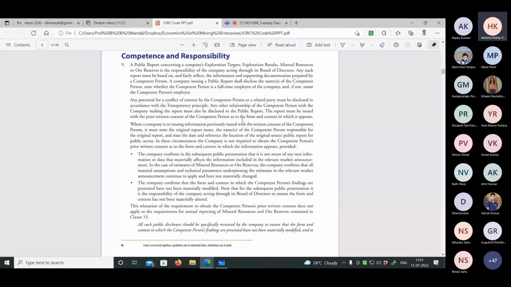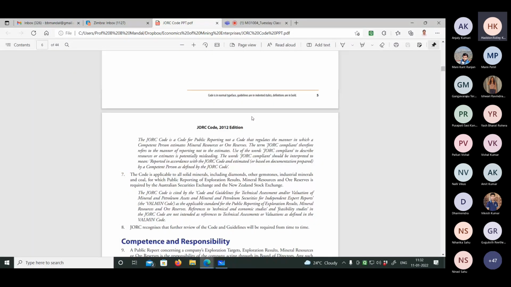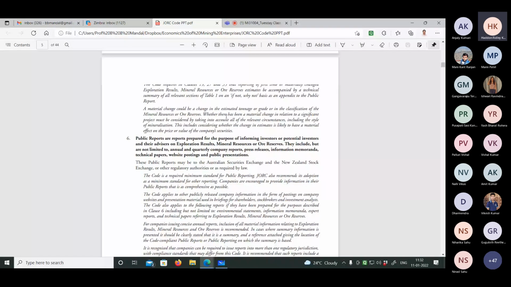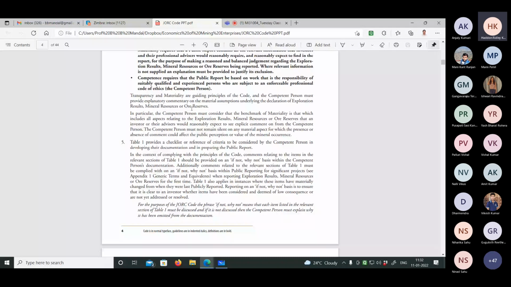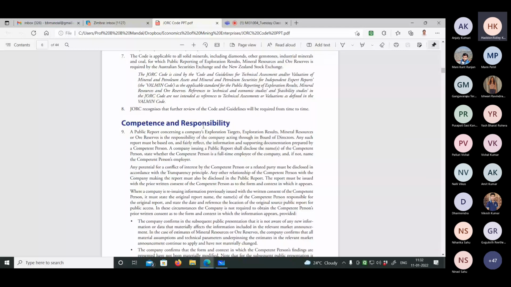In the JORC code, we not only classify the mineral reserves in terms of geological certainty, but also declare the competency and responsibility of the people. That means some company will depute a person to act as the document preparation in charge. Any report must be based on, or fairly reflect, the information and supporting documentation prepared by a competent person.